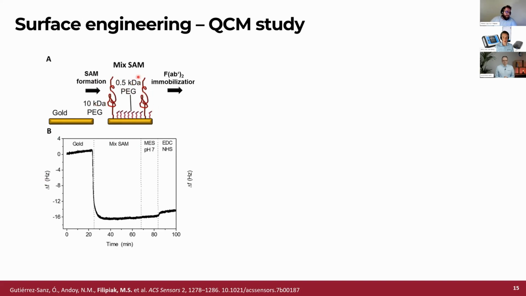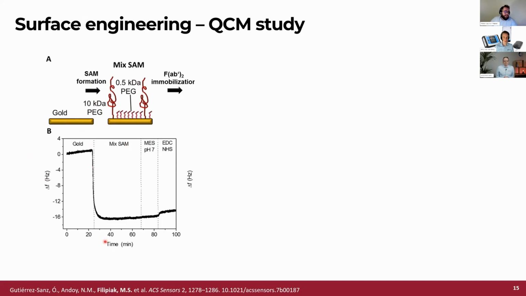We used a so-called mixed self-assembled monolayer. So we mixed a 0.5 kilodalton polyethylene glycol with some COOH groups, and then we also added some 10 kilodalton polyethylene glycol. Those are very hydrophilic linear polymers that you can easily attach to the surface with some thiol chemistry.